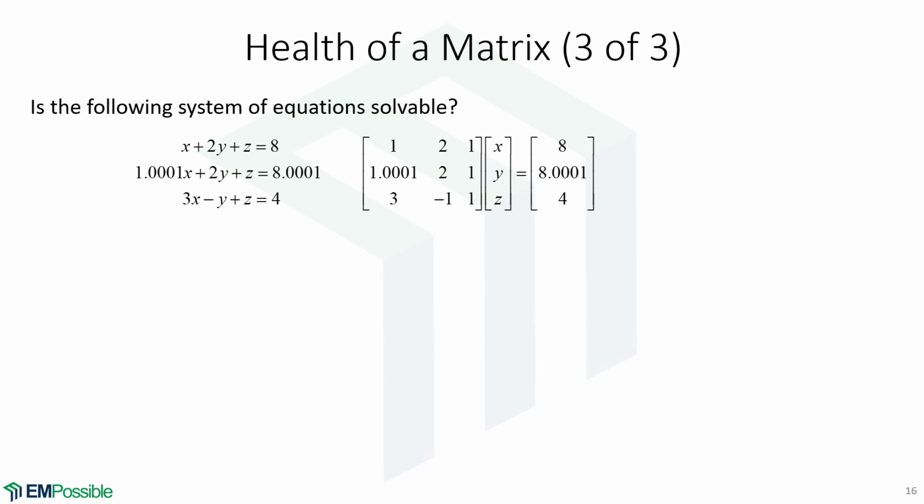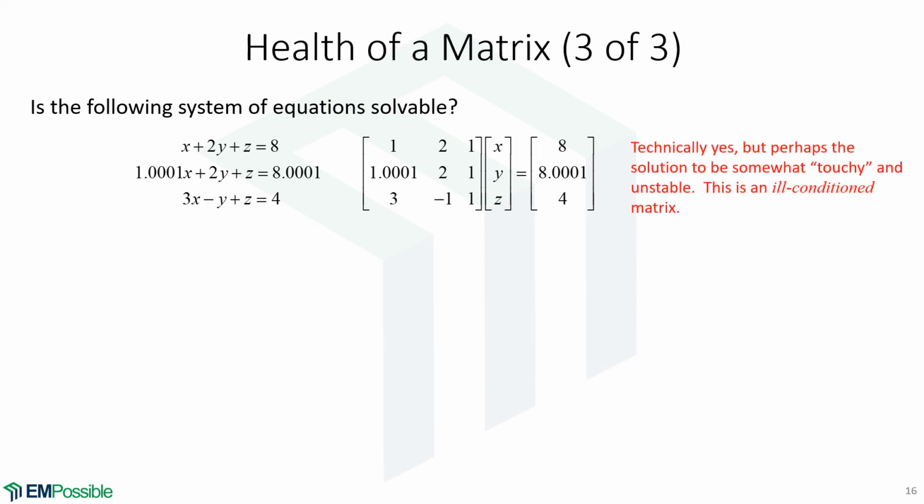Okay, is this system of equations solvable? Let me point something out. So we have our first equation. We have our second equation, which is actually very close to the first equation, but I've changed these numbers a little bit. So this second equation is linearly independent of the first equation. However, it's very close.